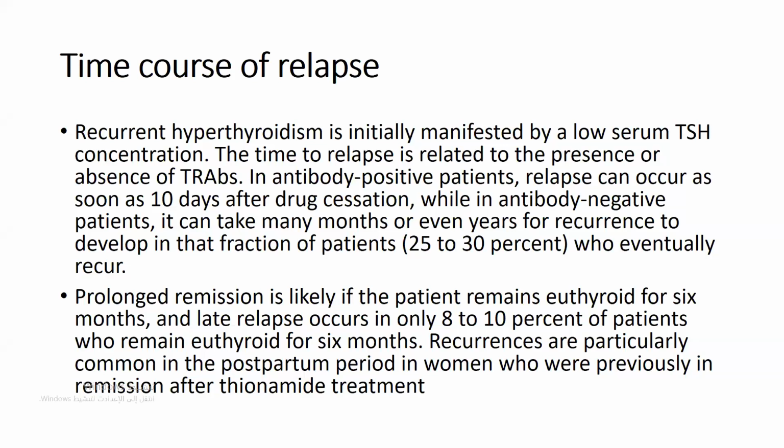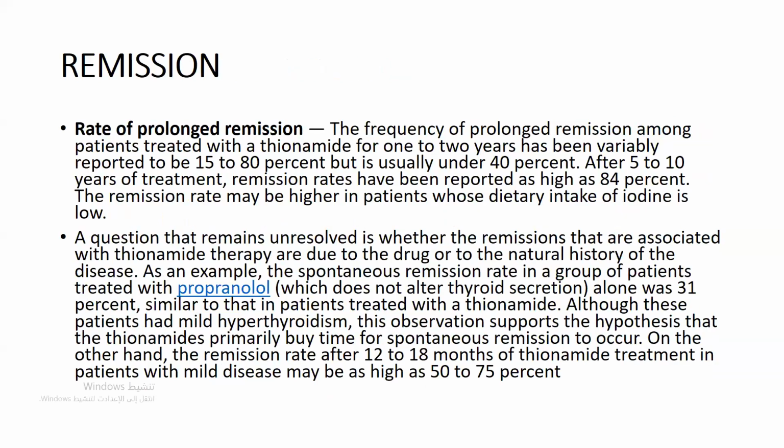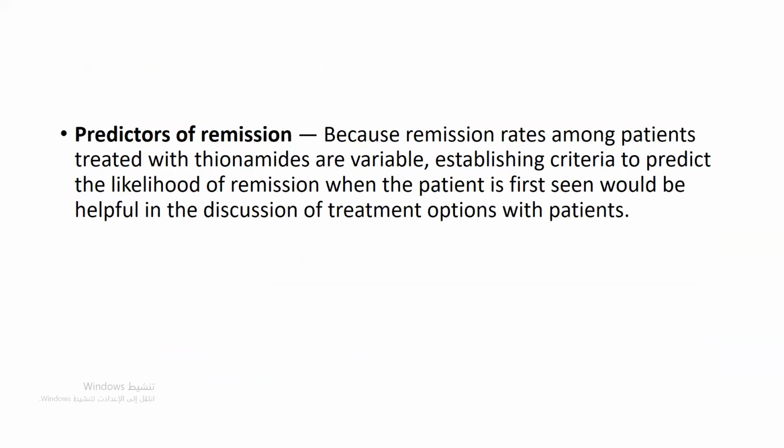Prolonged remission is likely if the patient remains euthyroid for 6 months. So again, if the patients continue to have normal thyroid function for 6 months, prolonged remission is usually seen, and late relapse occurs in about 10% as well. For the treatment of recurrence, again, using methimazole or definitive treatment with radioactive iodine or surgery is your option in these cases.